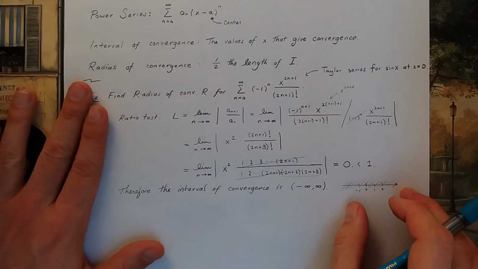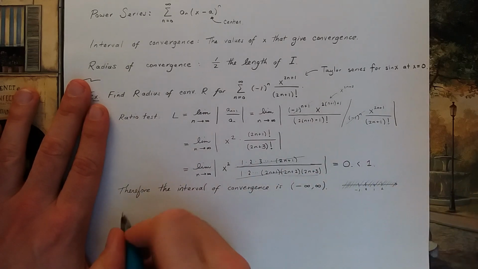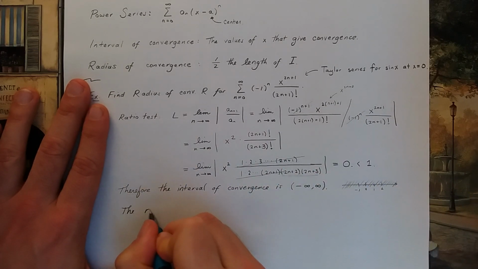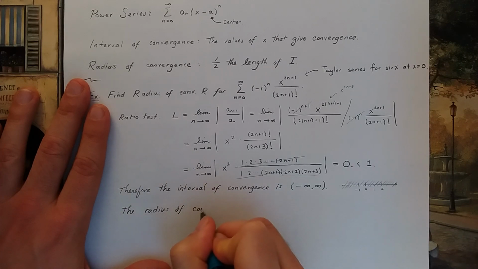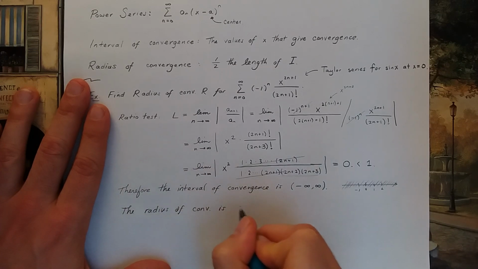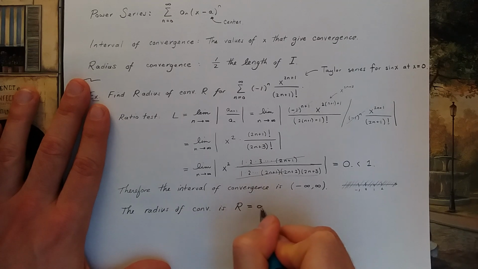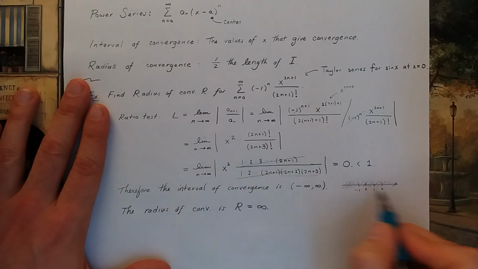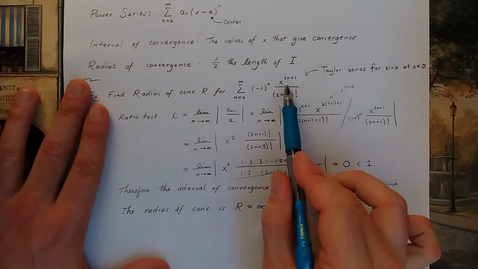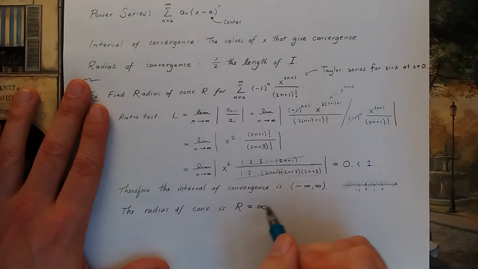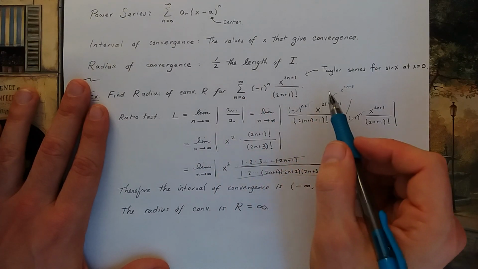Okay, what that means is the radius of convergence is infinity. It's infinitely big. When you get radius of convergence infinity, what that means is every value of x you can plug in to get a convergent series.